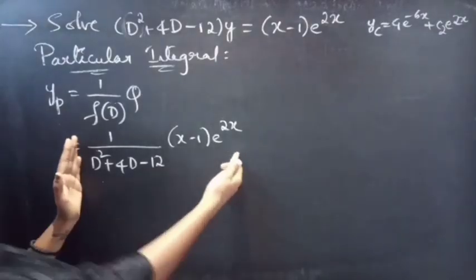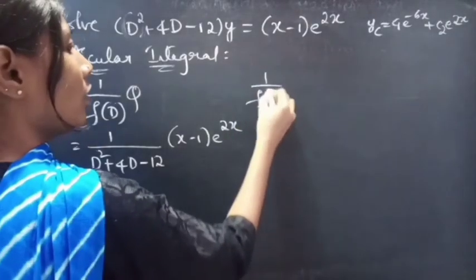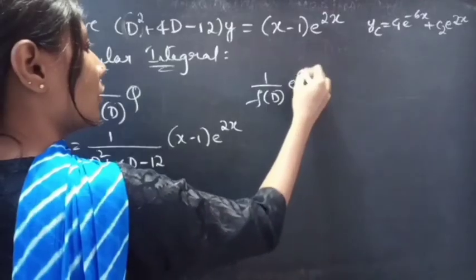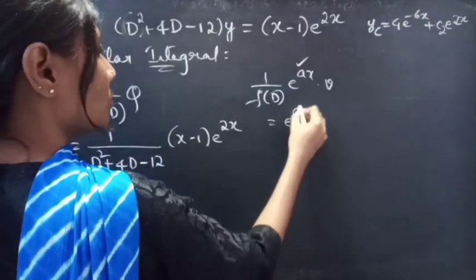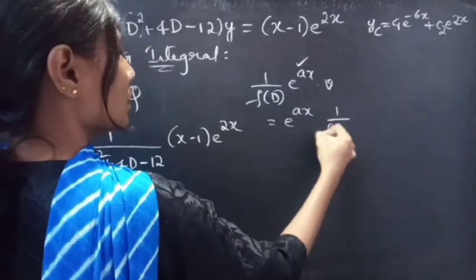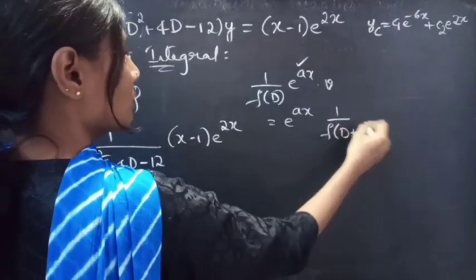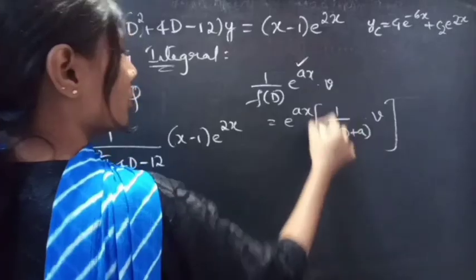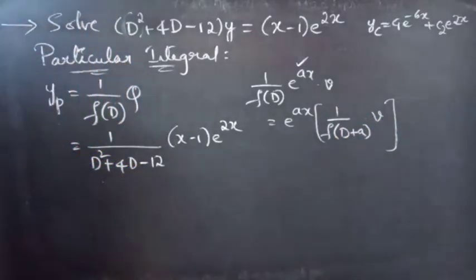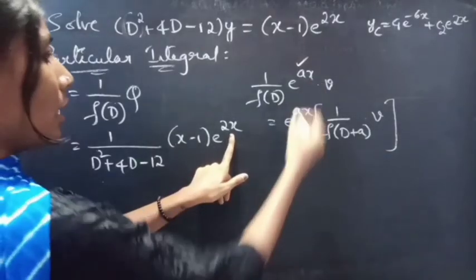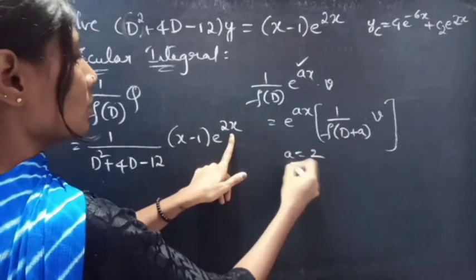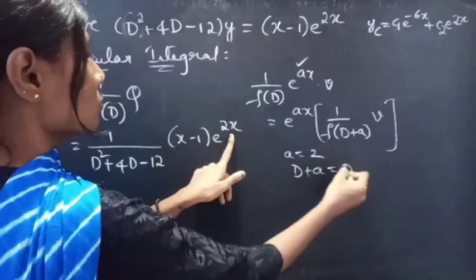And this is of the form 1 by f of D into e power ax into v. We'll shift e power ax towards the left by replacing D, the differential operator, with D plus a, and later we'll operate v with 1 by f of D plus a. Right? So now compare e power 2x with e power ax, and for a equals 2 we'll find D plus a, which is equal to D plus 2. Right?